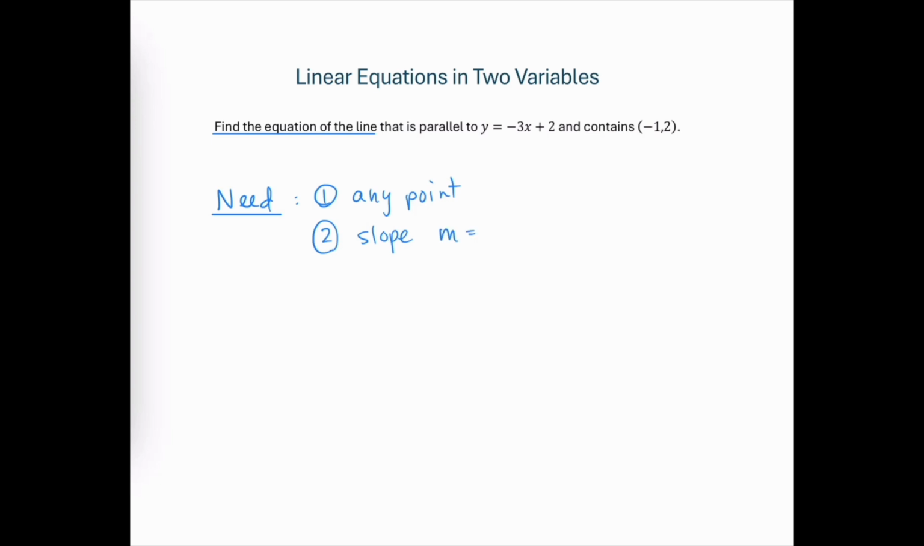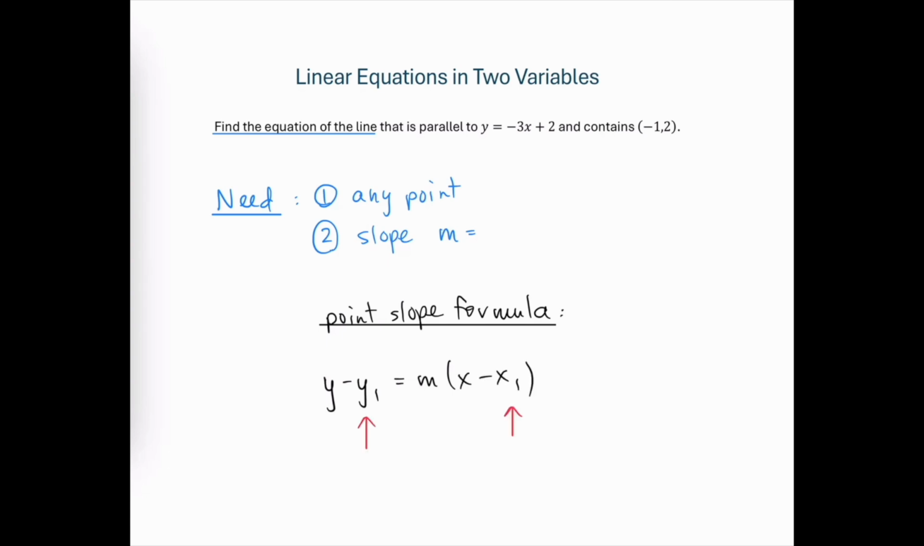and we also need the slope of the line. Once we find those two things, we'll plug them into the point-slope formula, which as a reminder is y minus y1 is equal to slope times x minus x1, where x1 and y1 are the coordinates of the point that we pass through, and m is equal to the slope of our line. In this example, we're given the point negative 1, 2, and we know that we want to be parallel to this line. This line has a slope of negative 3, so in order to be parallel to that, we have to use the same slope.